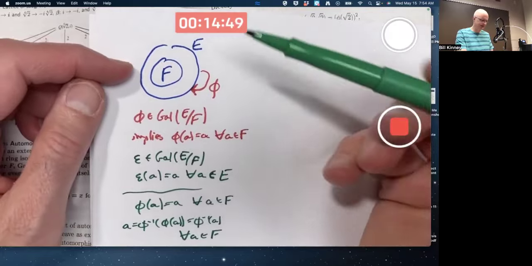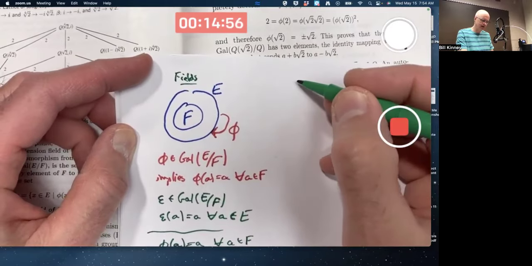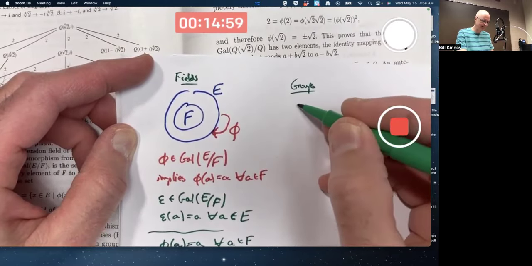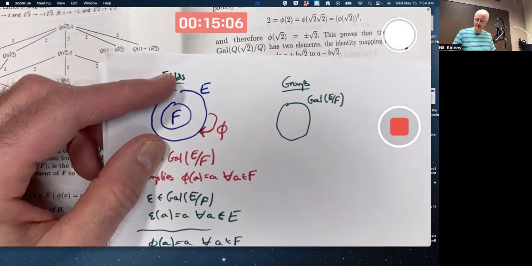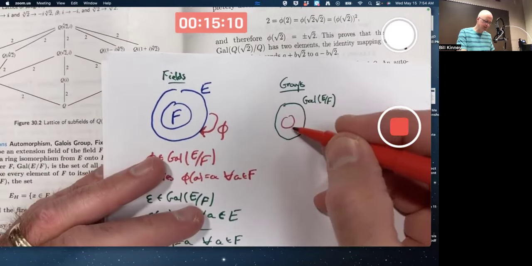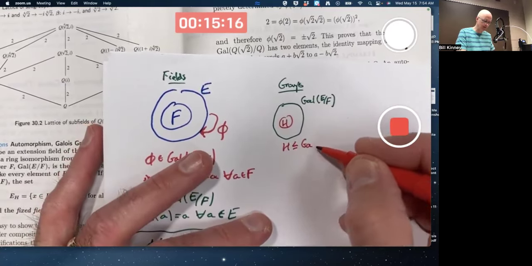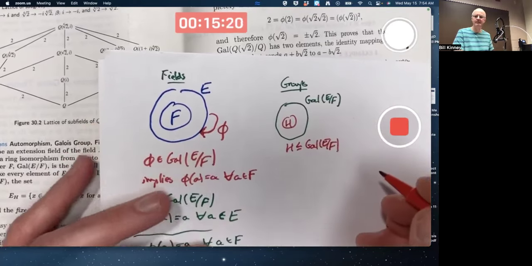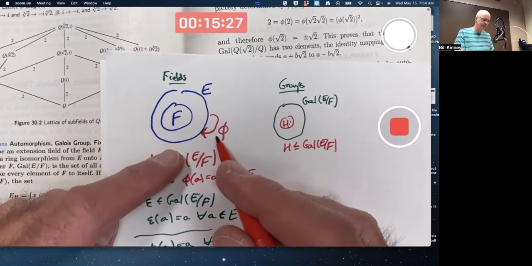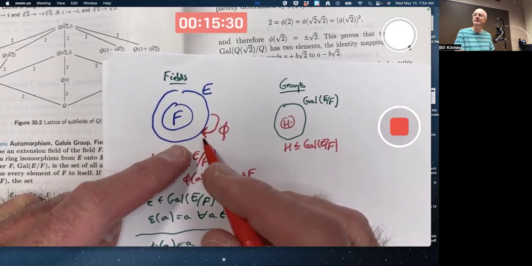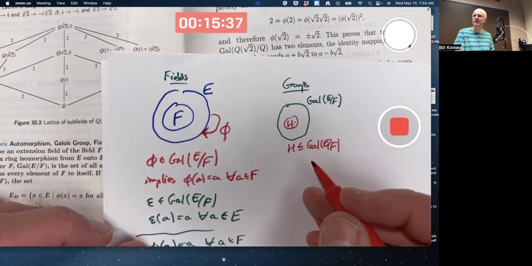So again, here's the situation with the fields. You've got the corresponding groups. You've got the Galois group of E over F. And you've got this subgroup H. H is not just a subset of the Galois group, but it's a subgroup of the Galois group. It consists of certain functions that are ring automorphisms, field automorphisms, you can call it, from E to itself, that fix everything in F. It's a subgroup of that. It is a group itself under function composition.